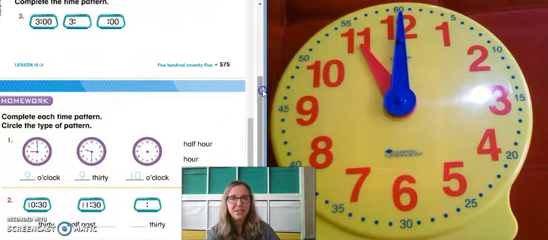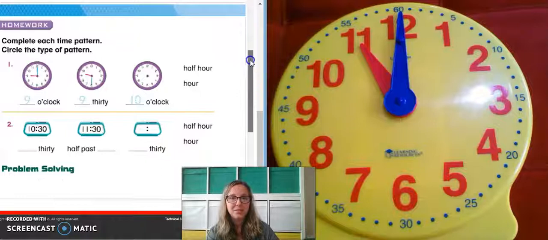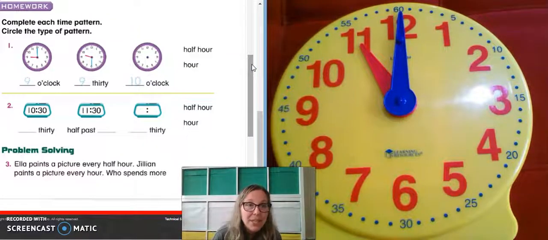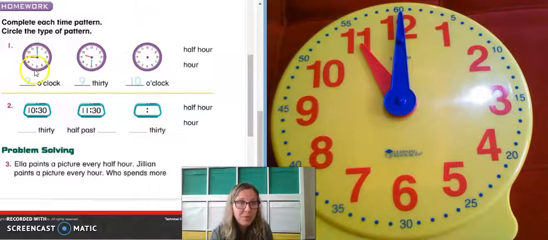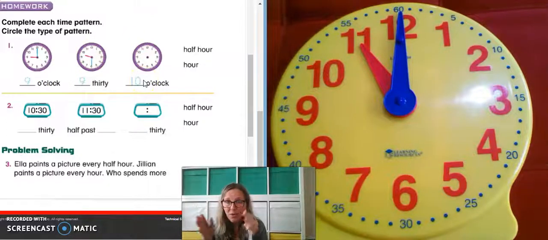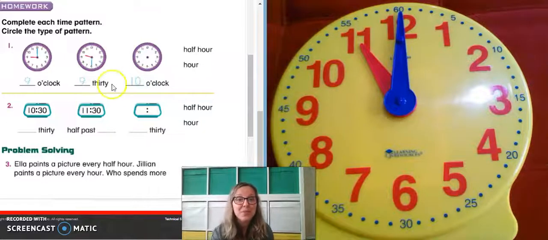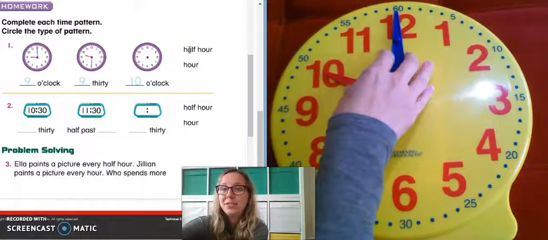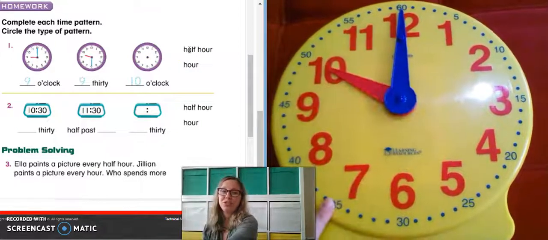And moving on to the back of that page, it says complete each time pattern and circle the type of pattern. So the first one they've kind of done for you. We went from 9 o'clock to 9:30 to 10 o'clock. Well, we see that o'clock, 30, o'clock, we know that's 30-minute increments or half hours. So once you trace those and draw the hands on your 10 o'clock clock, you can circle half hours. And just to remind you, at 10 o'clock, your hour hand would be pointing to your 10, and your minute hand would be pointing straight up above the 12.